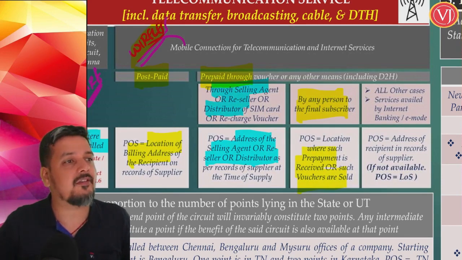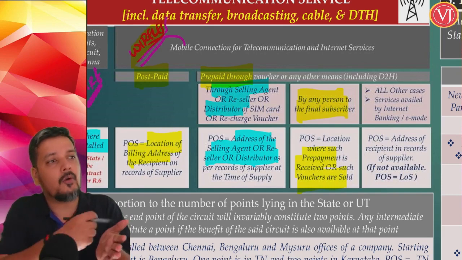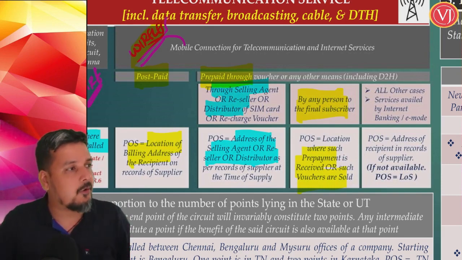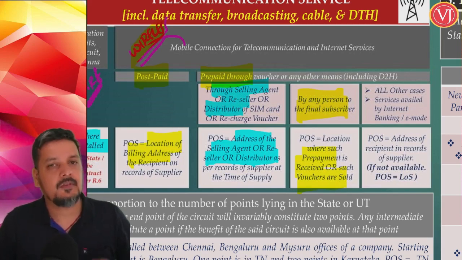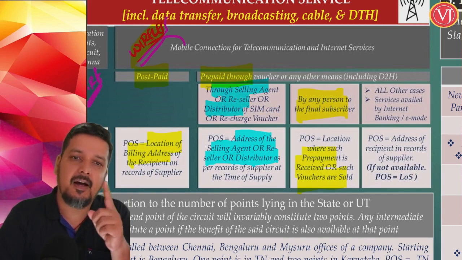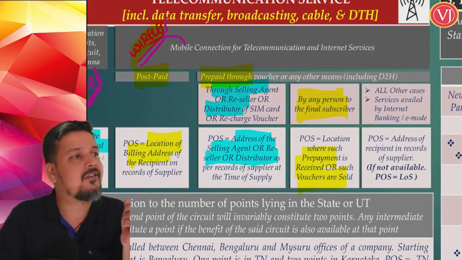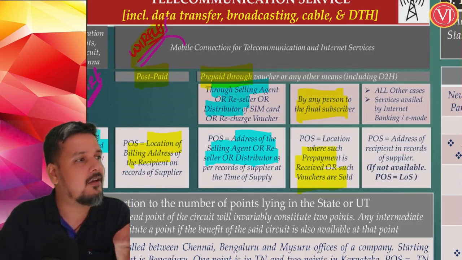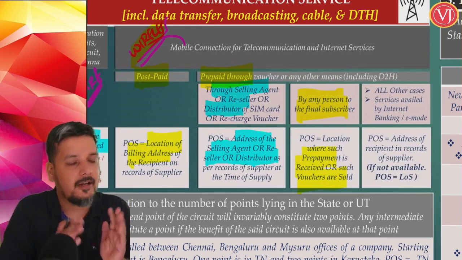Nowadays we don't have the concept of vouchers, but there was a time when vouchers were being sold. You have to scratch it and get the amount. I repeat, Jio to distributor, the place of supply is the address of the distributor, and Jio to consumer or distributor to consumer, the place of supply is where the prepayment is received or the voucher is sold. In simple language, where the money is collected.